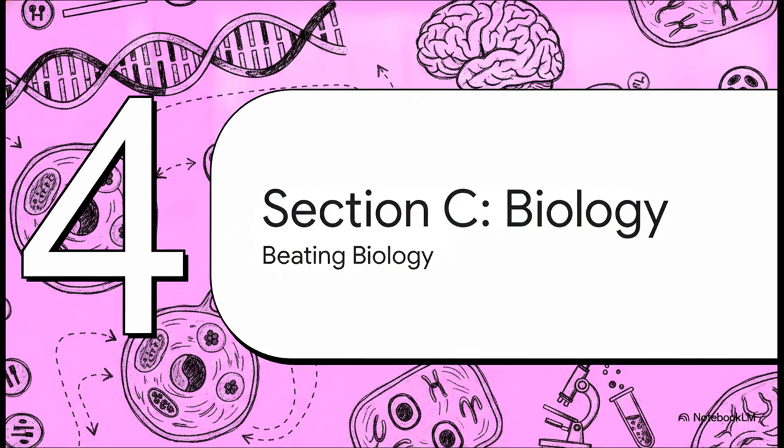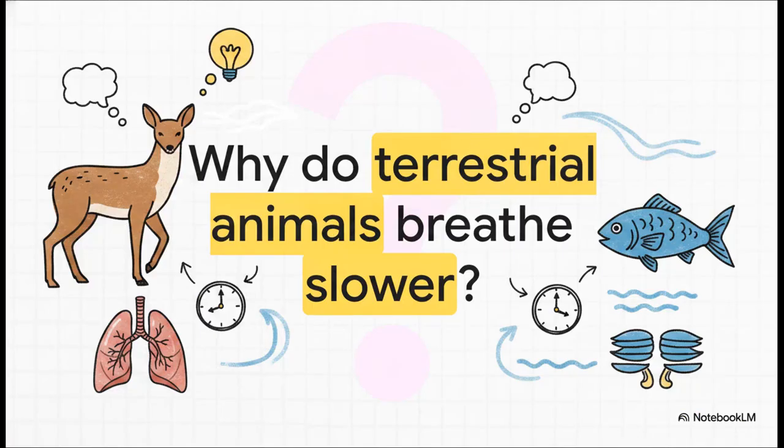Finally, Section C, beating biology. Detailed processes and heavy-hitting diagrams carry a ton of weight in this section, so let's get into it. The board really loves testing your logical reasoning with environmental biology. They might throw a question at you like, why does a terrestrial animal breathe slower than an aquatic one?